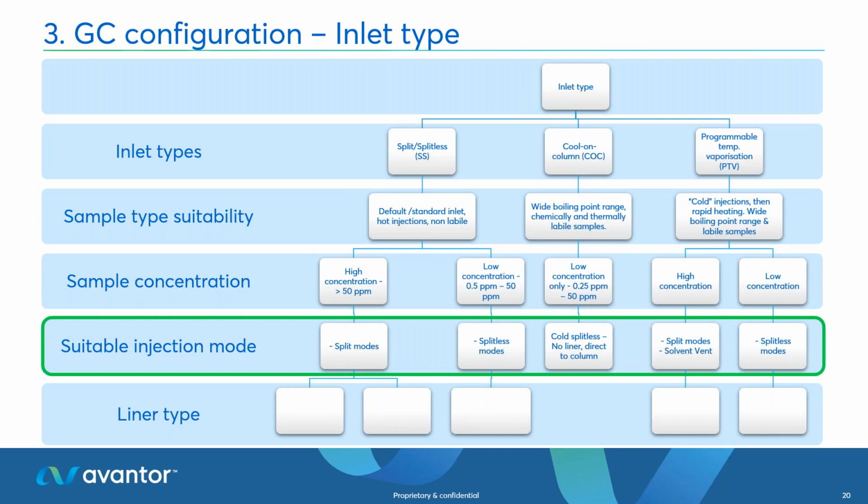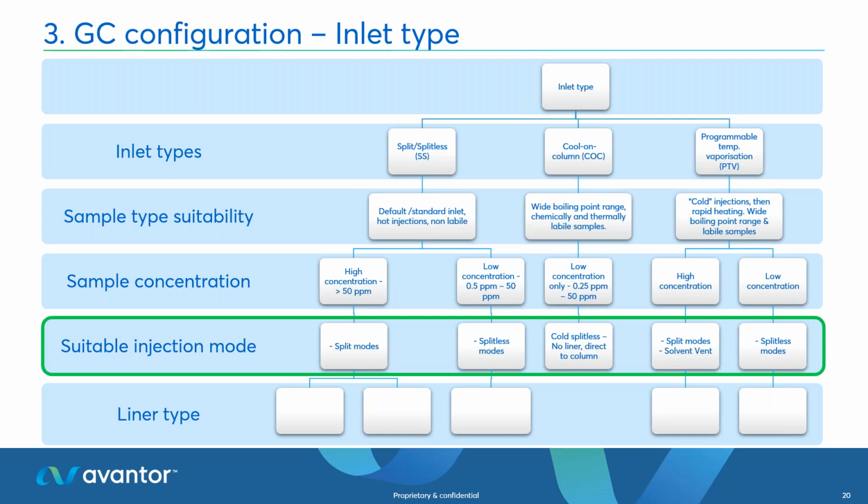There's a number of different modes. I won't go through them all today, but I'm just going to mention split mode and splitless mode for the split/splitless inlet. With the cool on-column inlet, we can only do cold splitless, and there's no liner. So again, understanding that is where you can see what you can actually do with that inlet compared to, say, a splitless.